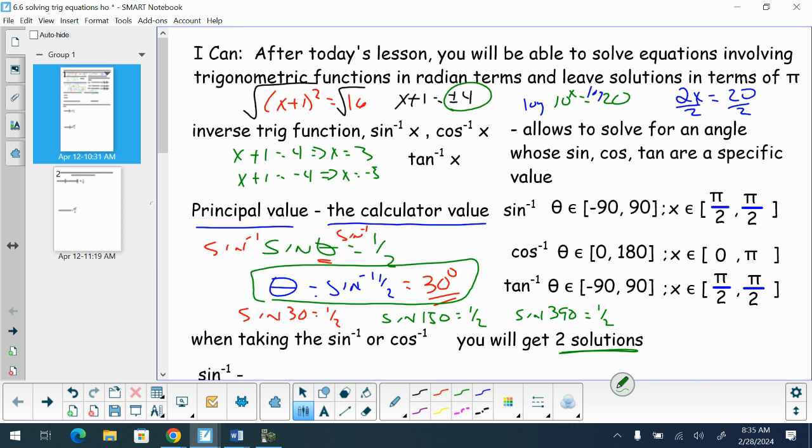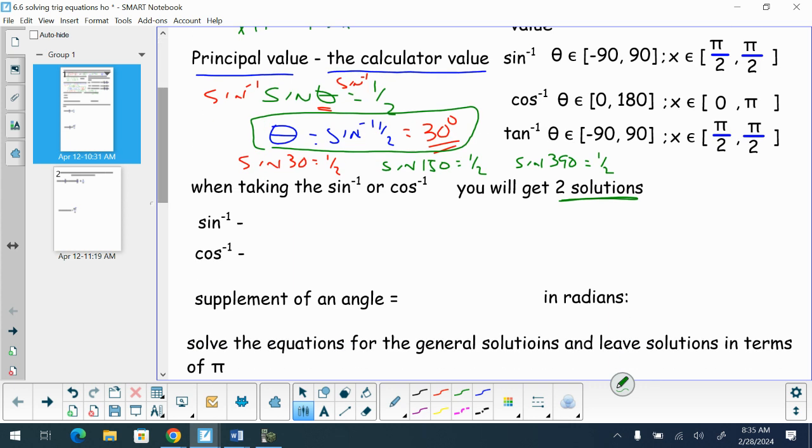If I put negative 5 in here, add 1 to that, I get negative 4. If I square that, I get 16. If I put 3 in there, I add 1 to that, I get 4. I square that, I get a value of 16. Well, just like when you take the square root of both sides and you get 2 solutions, when you take the inverse sine or cosine of both sides, you get 2 solutions.